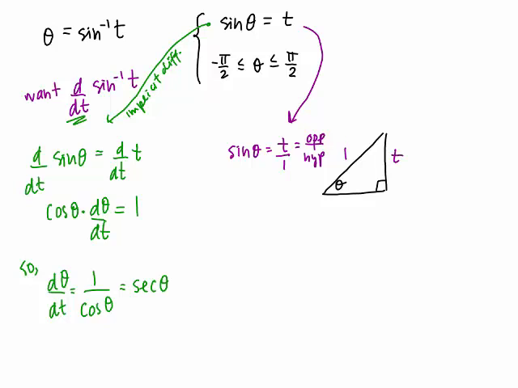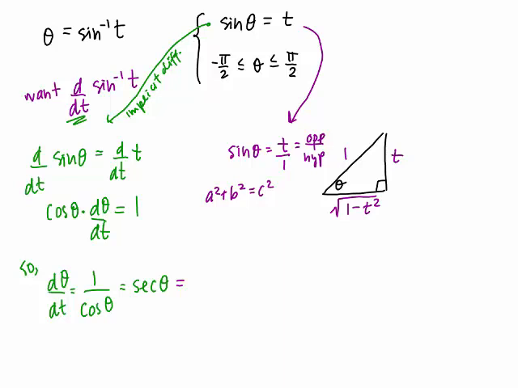Using the Pythagorean identity that a squared plus b squared equals c squared for right triangles, I can find the length of this other side. That must be the square root of 1 minus t squared. So I've solved the right triangle. I know all the side lengths. That can help me make the secant of theta, but in terms of t.